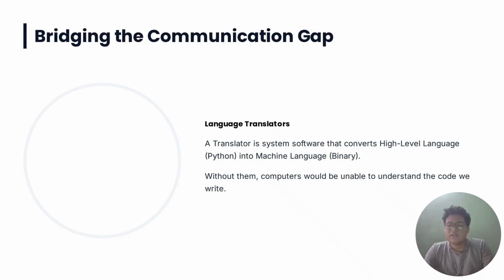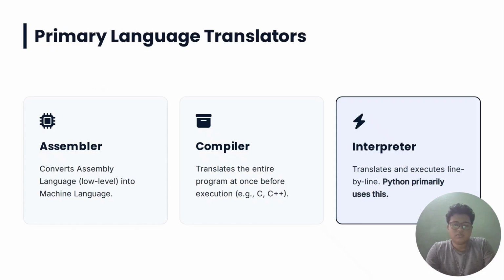The high level language Python is understood by us but not by the machine, whereas the machine language binary is understood by the CPU and not by us. So this language translator acts as a bridge between these two, because without them computers would be unable to understand the code we write. So it is a very important thing, and we should be learning more about this.